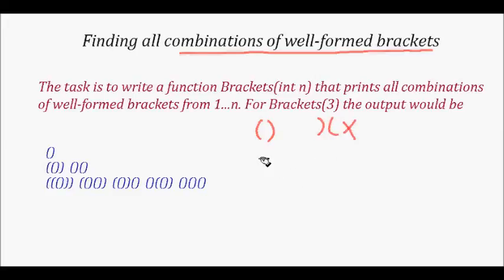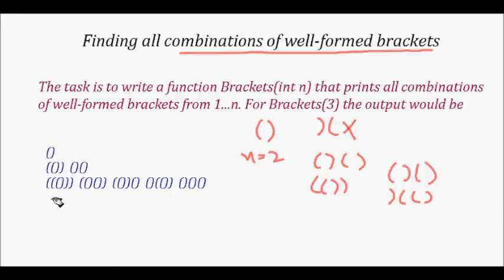Then we have n is equal to 2. We might make it like this, two brackets that are well formed, and otherwise this is also well formed, with one bracket inside the other. But something like this is not correct. Okay, so this is also in fact correct. Something like this will not be correct.